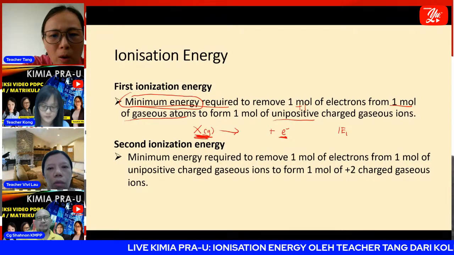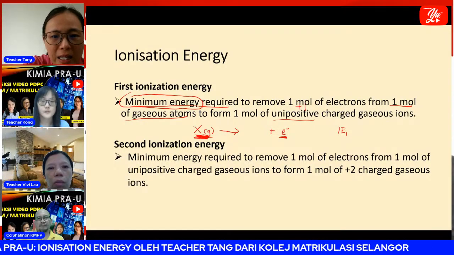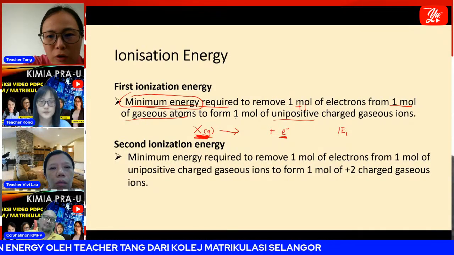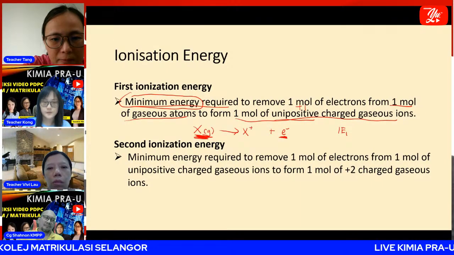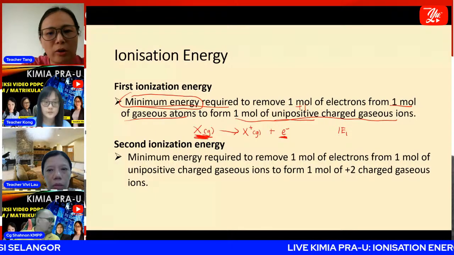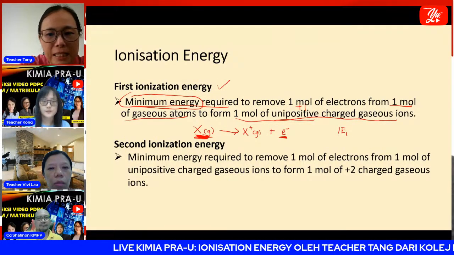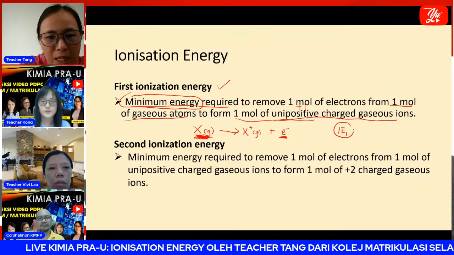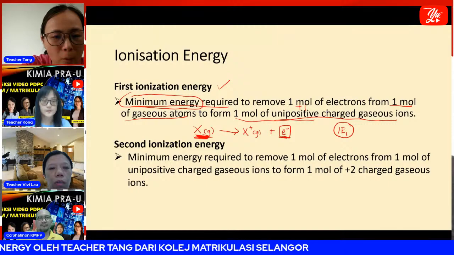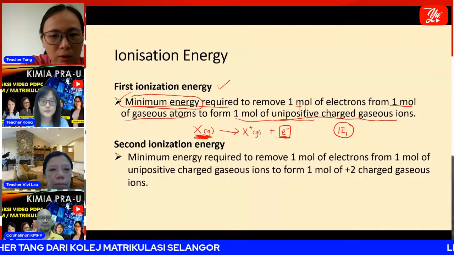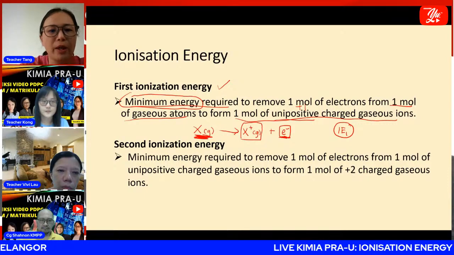After 1 mole of electrons is removed from 1 mole of gaseous atom, it will form 1 mole of positive 1 gaseous ion of X. That is the definition for first ionization energy. Basically, it's the minimum energy required to remove 1 mole of electrons from 1 mole of gaseous atoms in order to form 1 mole of positive 1 gaseous ion.